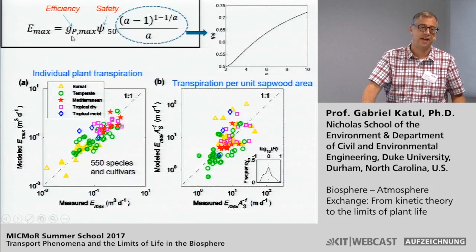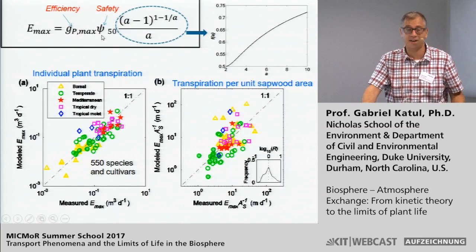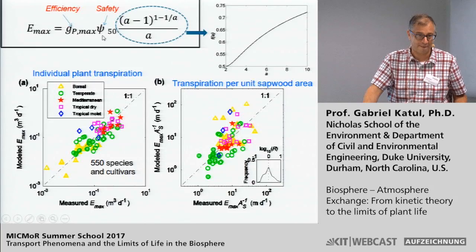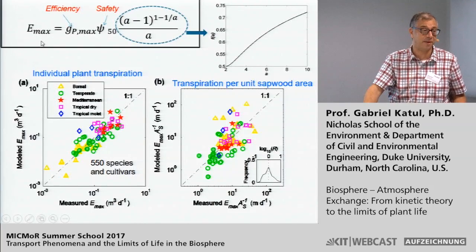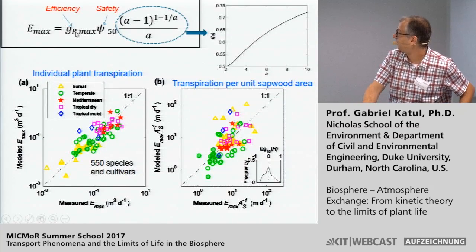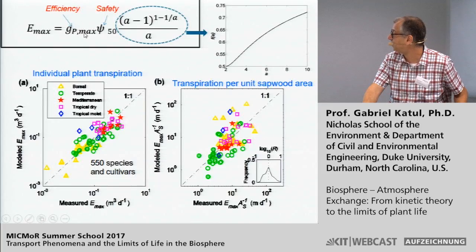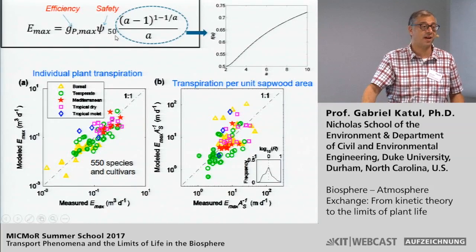Efficiency is encoded in the maximum conductance. Safety is encoded in psi 50. And it is their product, ironically, that dictates the maximum transpiration rate, as simple as this, okay? GP max, basically, if you build an efficient xylem system, you will have to have big vessels. Your psi 50 is going to be probably lower.